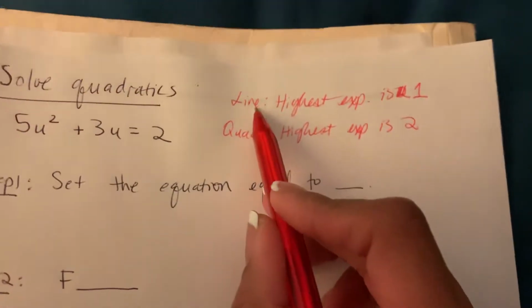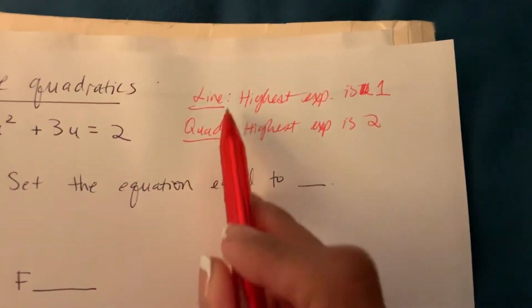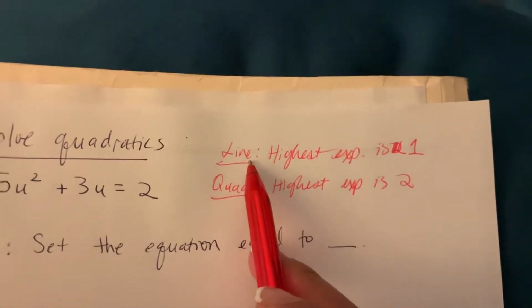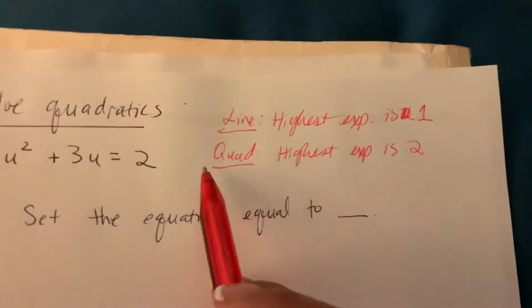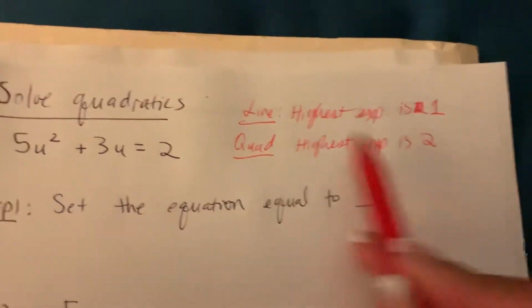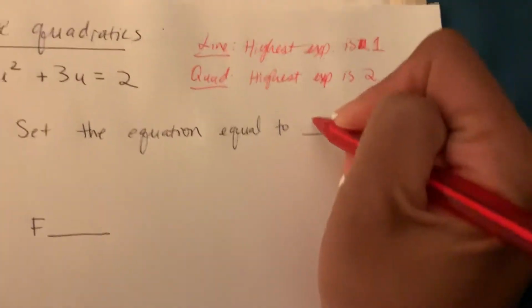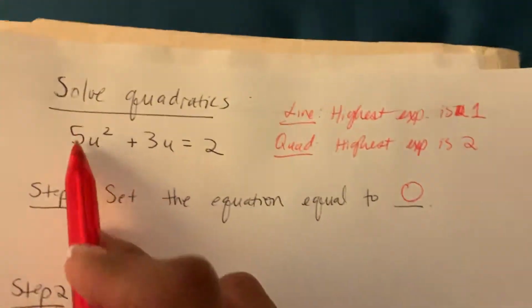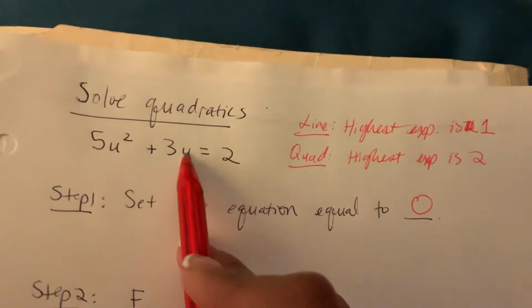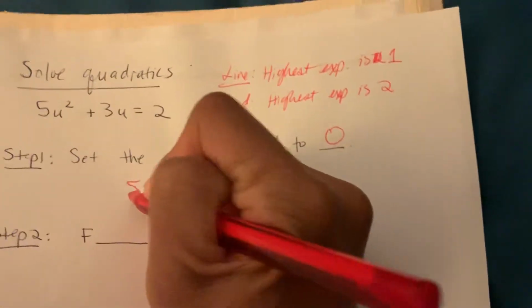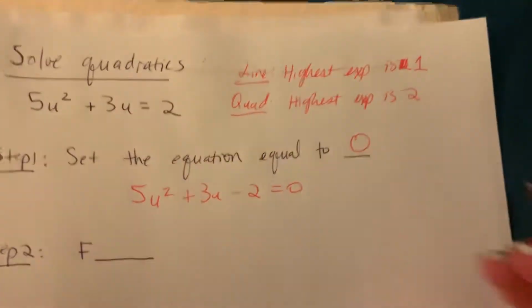So if it's a line, you solve it with a totally different method from solving it as a quadratic. With a line, if you recall, you isolate your variable on one side and you solve for it. However, with a quadratic, the highest exponent is 2. The first step is to set the equation equal to 0. So I'm going to subtract 2 from this side, and I end up getting 5u squared plus 3u minus 2 is equal to 0.